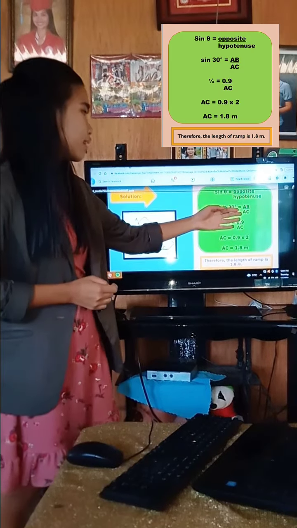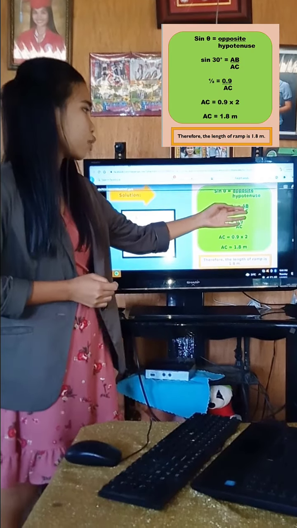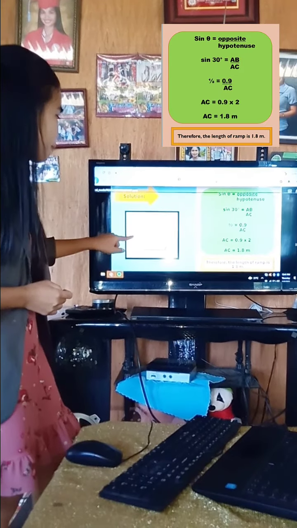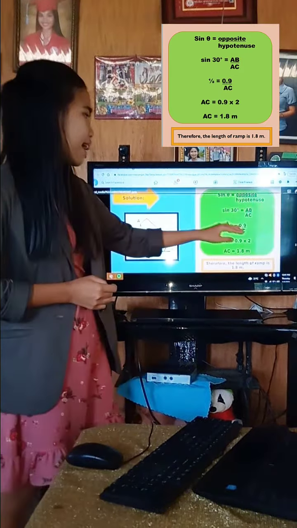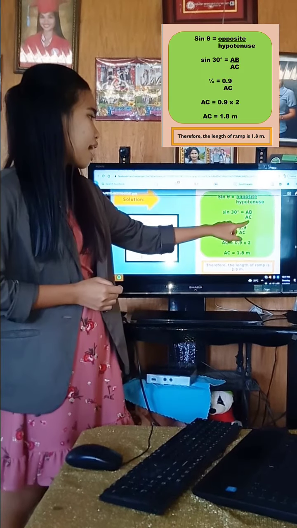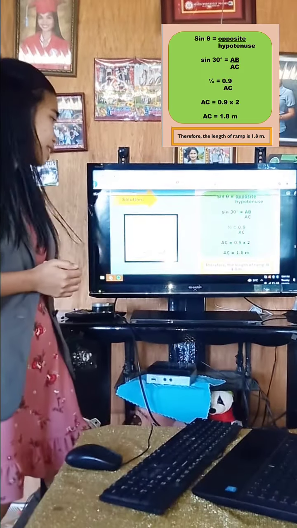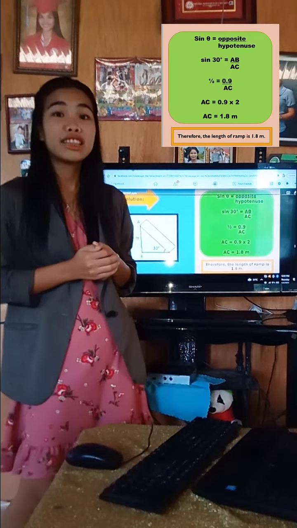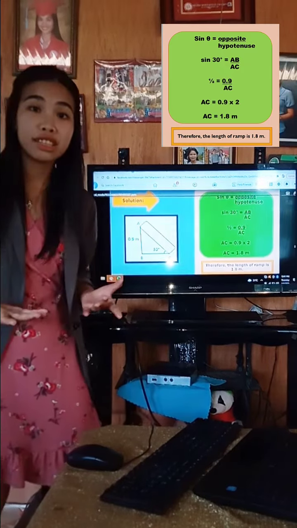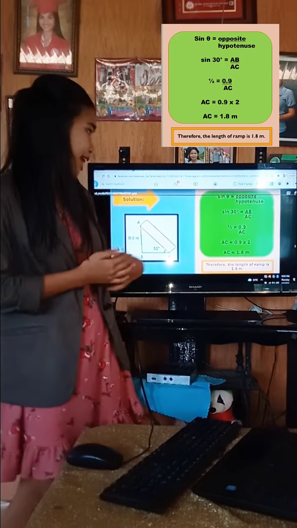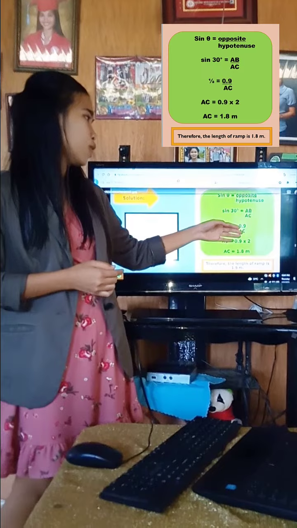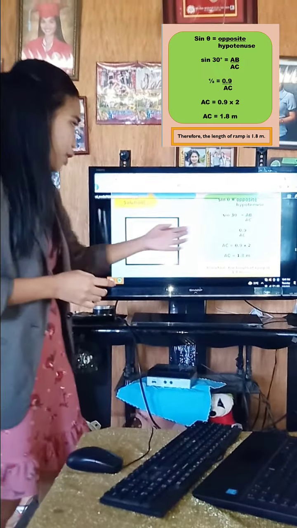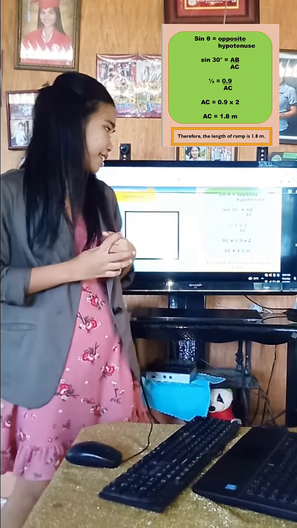So, sine 30 degrees equals AB, which measures 0.9 meters, over AC, which is the unknown. When we type sine 30 degrees in the scientific calculator, the result is 1/2. So 1/2 equals 0.9 over AC.